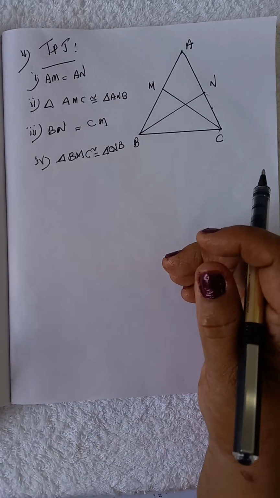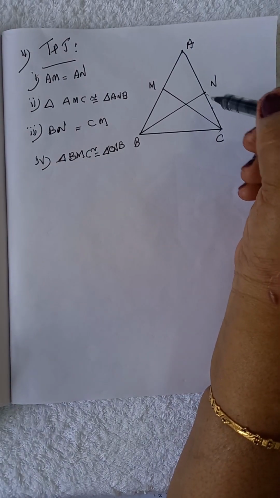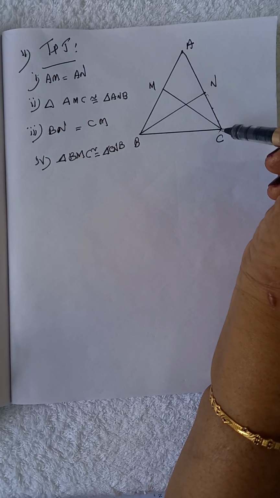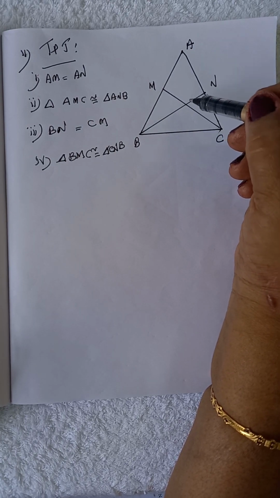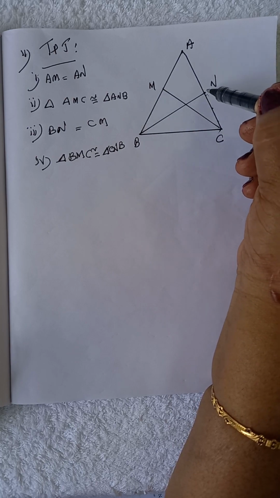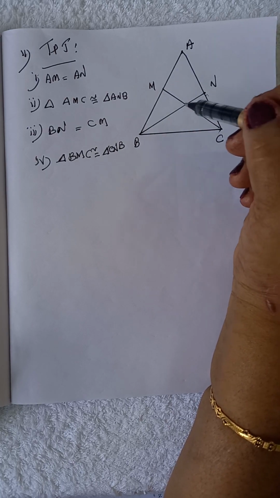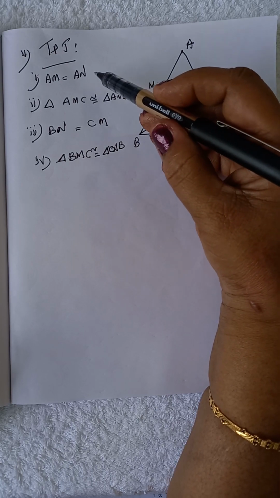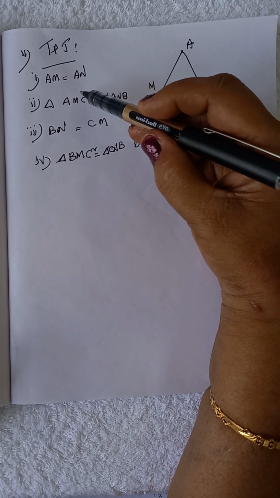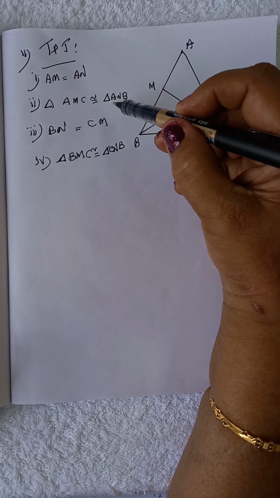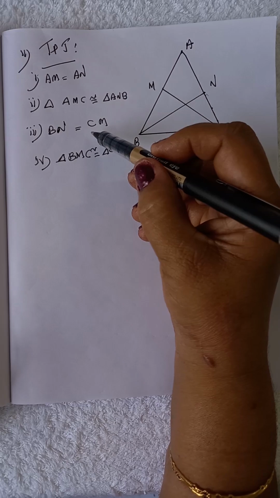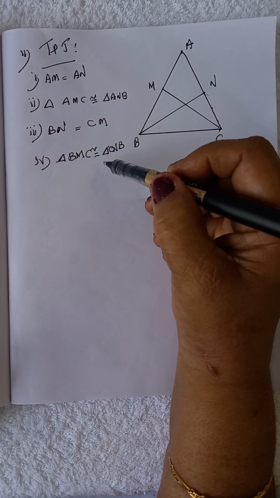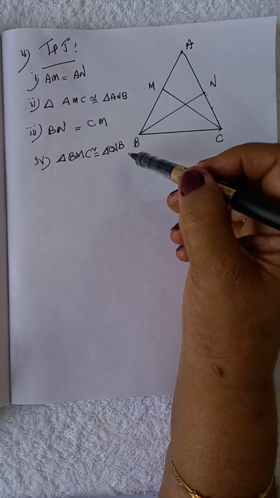Seventh question is, the following figure shows a triangle ABC in which AB is equal to AC. M is a point on AB and N is a point on AC, such that BM is equal to CN. Then we have to prove that AM is equal to AN. Second, triangle AMC is congruent to triangle ANB. Third, BN is equal to CM. Fourth, triangle BMC is congruent to triangle CNB.